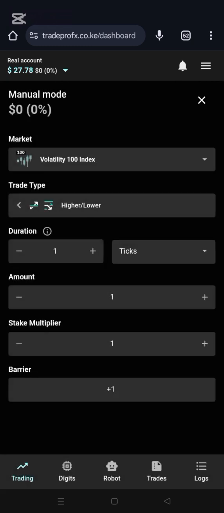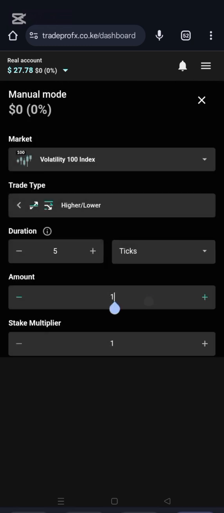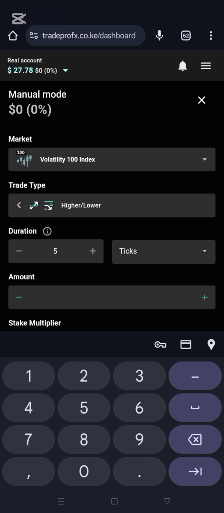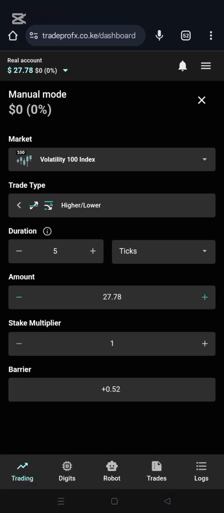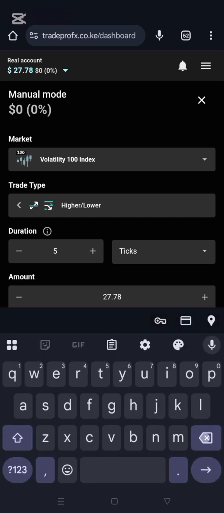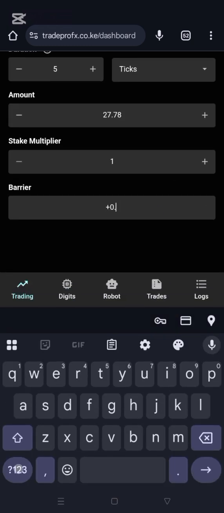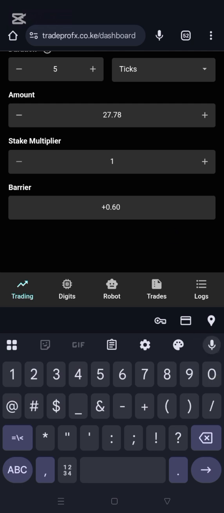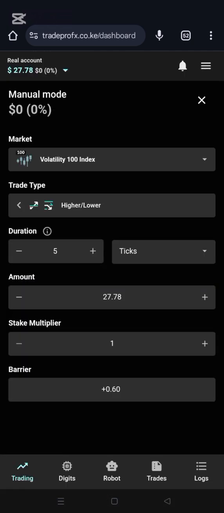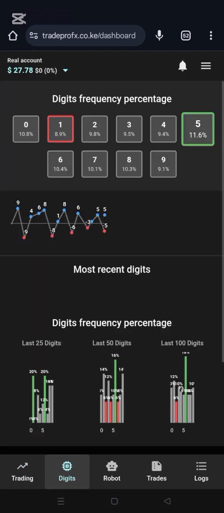So we have a 27.78 USD account there. The first thing is to identify what contract type I need to trade with a small account. Number one, you need to avoid the digits if you don't know the strategies to trade the digits, and you should focus on either rise and fall or the higher lower. So today we will be growing this using the higher lower.